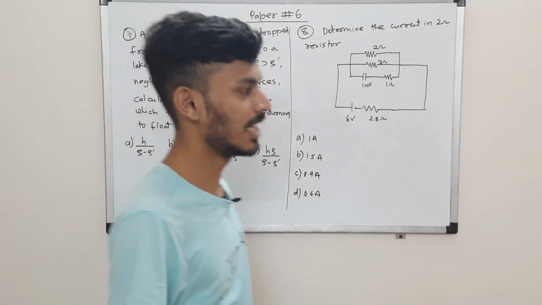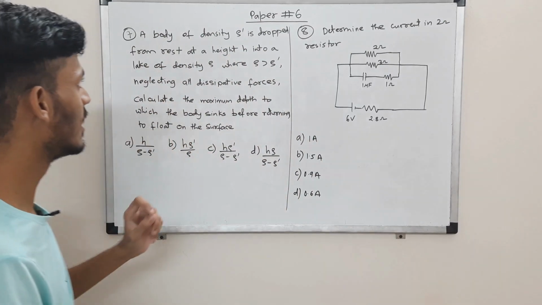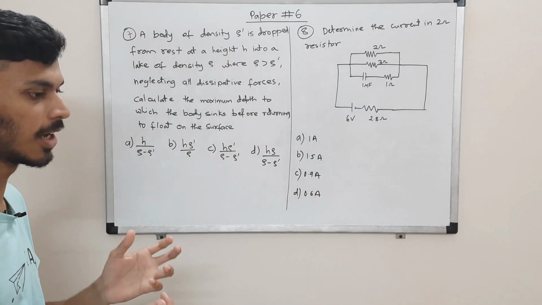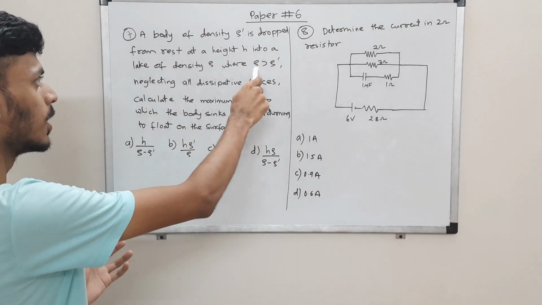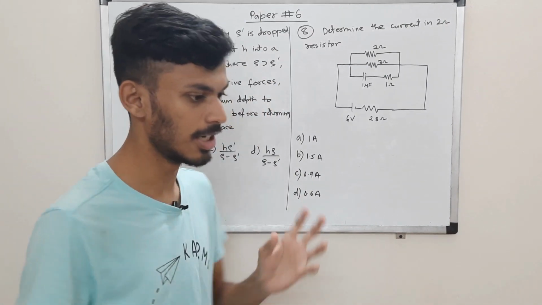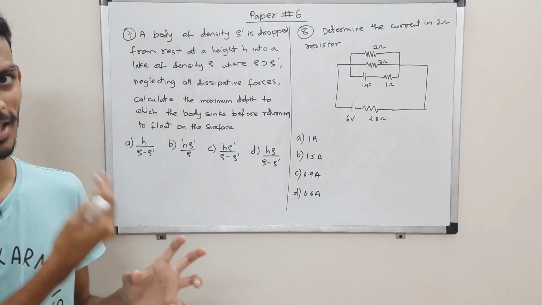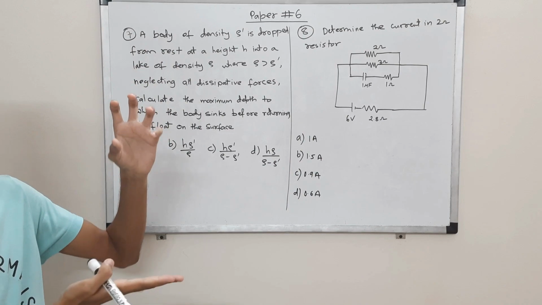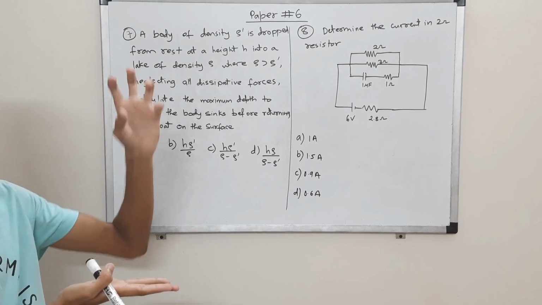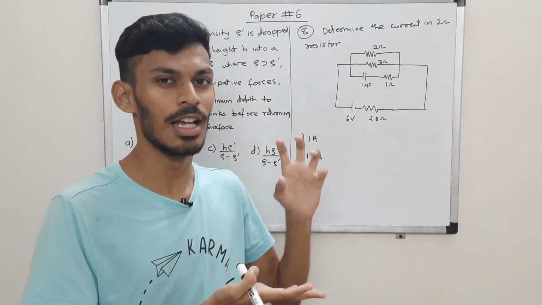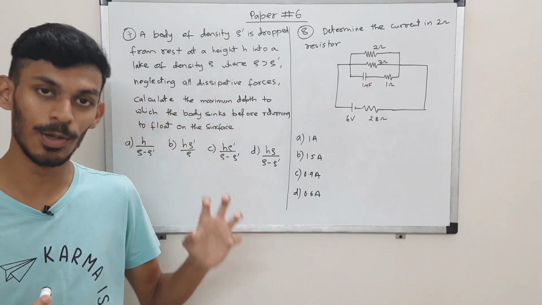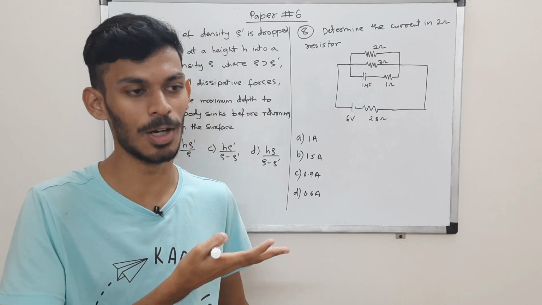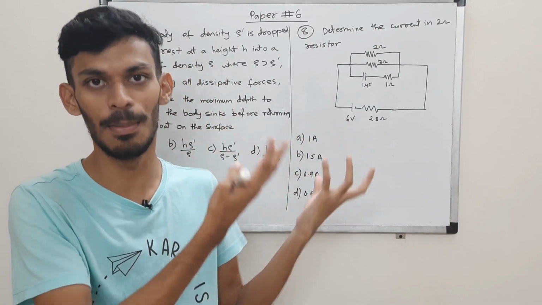Okay, over to the next question. Questions 7 and 8 over here. Question 7 is an interesting one. Here we are going to drop a body of density rho dash into a lake of density rho. Rho is greater than rho dash, which means the density of the body is less than the density of the lake, so the body will float. Of course you have dropped it from a height. It will gain some kinetic energy, then hit the surface of water. Since it has some kinetic energy, it will go deep down some distance, and finally it will come up again and float.